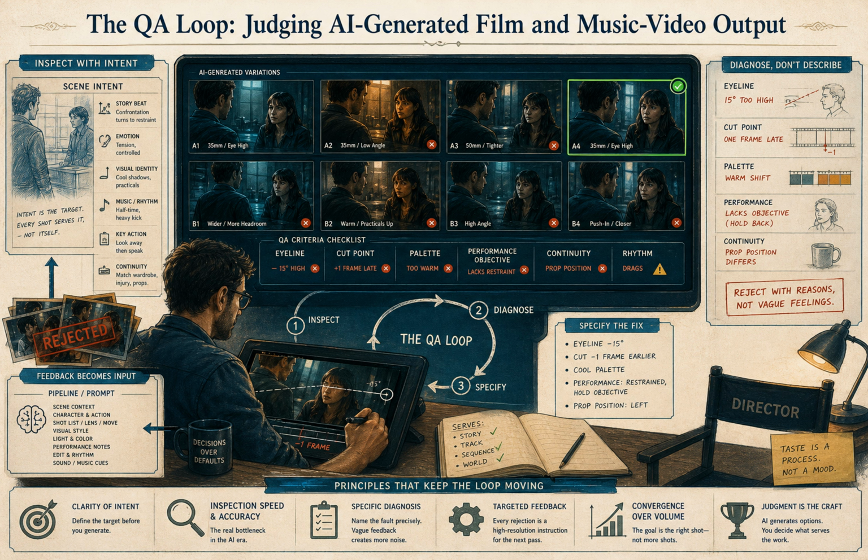Start by inspecting against intent, not against beauty. Before you look at any output, restate the shot's job in 1 sentence. Not what it looks like, but what it must communicate and when. For example, this close-up must show realization, then hold for 2 beats. If the image is gorgeous but misses that job, it is a clean reject.